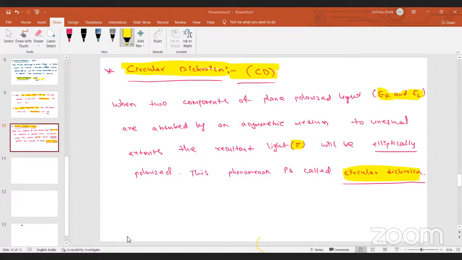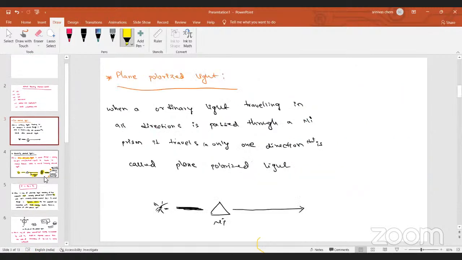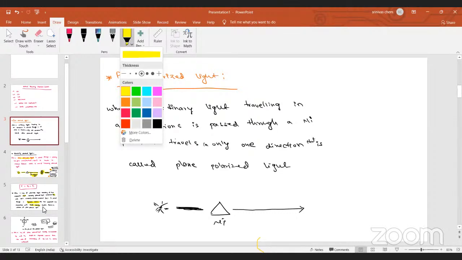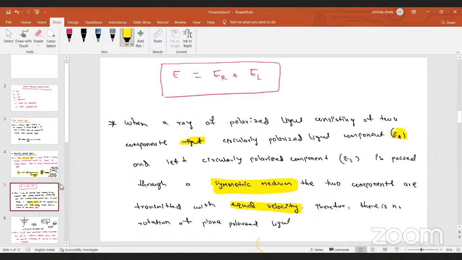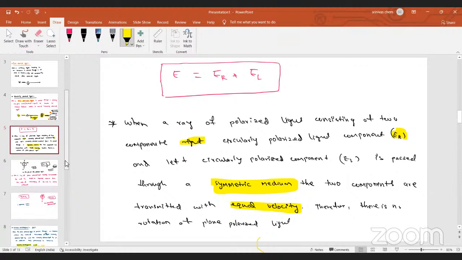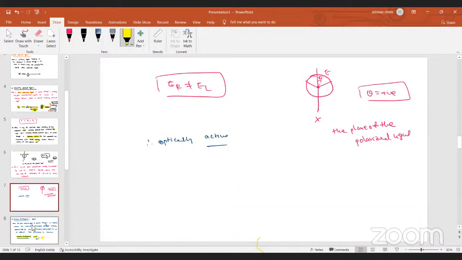Good morning, sir. Good morning. Sir, once show the 1 to 5 slides, I will take a screenshot. I did not note, sir. Which is the first slide? Plane polarized light. Okay. Second slide. Okay, sir. Third slide. Okay, sir. Fourth one. Okay, thank you, sir. It's enough.